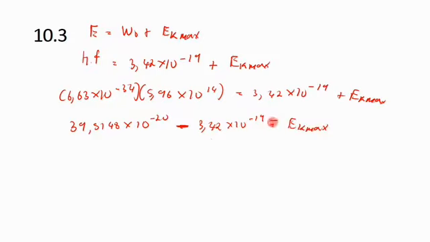And now let's punch that in a calculator. We have EK max will now be equal to 5.31 times 10 to the exponent of negative 20 joules.